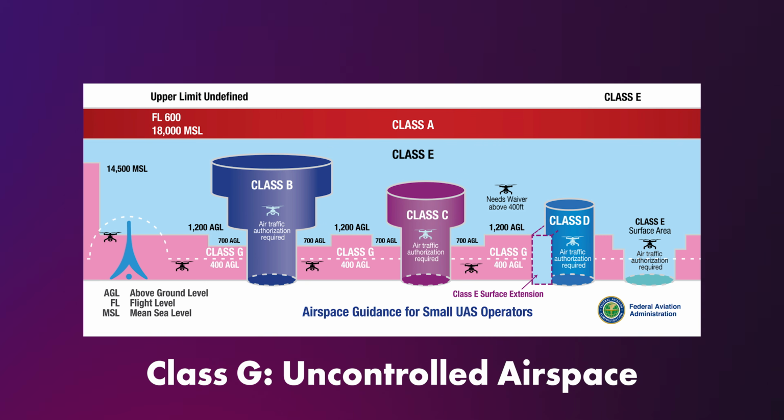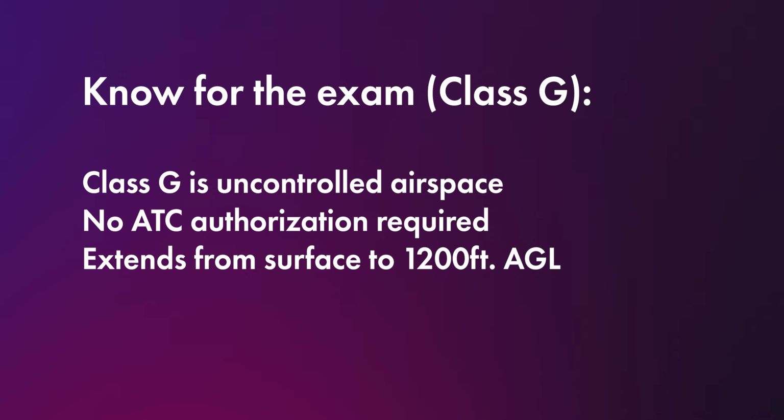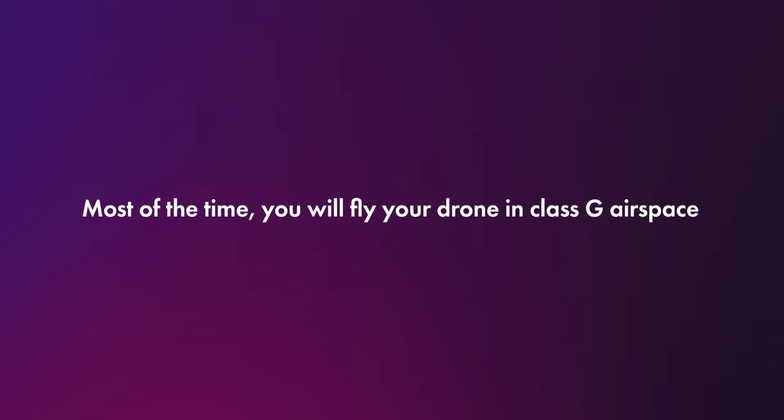Class G is uncontrolled airspace, the sky below the floor of Class E. In most areas, that means everything from the surface up to 1,200 feet AGL. In some remote areas, it extends higher, but for practical drone operations, the surface to 1,200 feet picture is what matters. For the exam, Class G is uncontrolled airspace. No ATC authorization required for drone operations. Know the floor, the surface, and the typical ceiling of 1,200 feet AGL. Class G is where life is simplest. Everything else requires some form of authorization or awareness check.